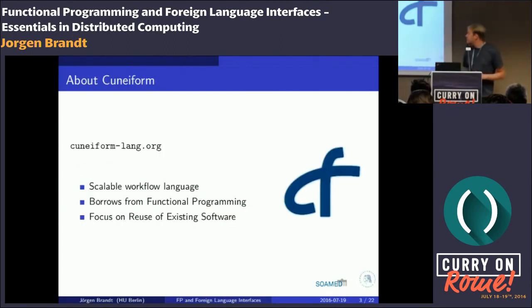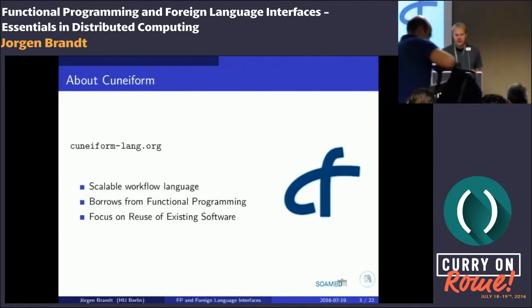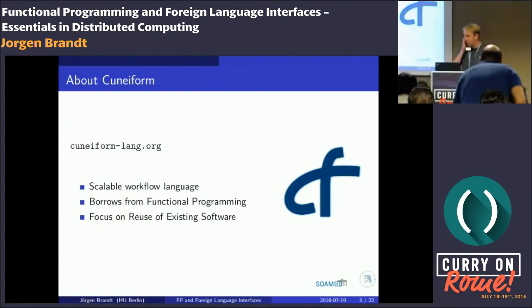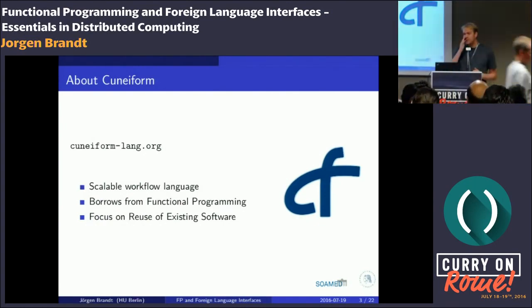This language, Cuneiform, as I said, is a scalable workflow language, and it borrows from functional programming a lot, and allows the reuse of existing software, which is quite important, I think, because people who are willing to do scientific data analysis don't want to first port their software or write wrappers for using them.